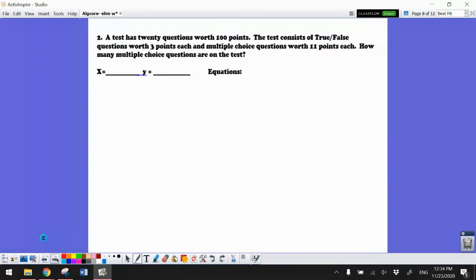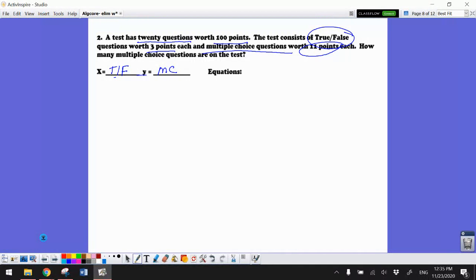Okay, let's take a look at this one. So this one is a little bit trickier. It looks like we're talking about test questions. So a test has 20 questions worth 100 points. So I'm talking about numbers of questions and I'm talking about points. So I have 2 different things there, so 2 different totals. The test consists of true and false worth 3 points and multiple choice questions worth 11 points. So I think those 2 are my 2 types of items. So I have true, false, and I have multiple choice.